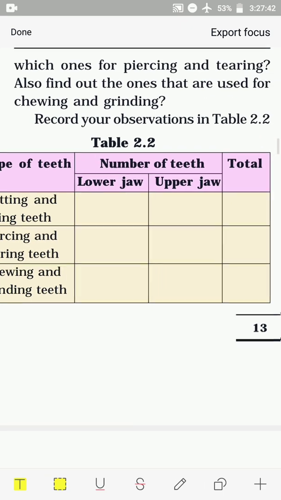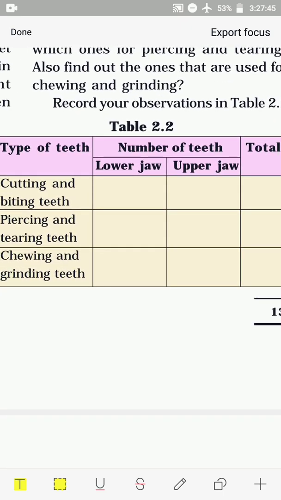So here a table is given. Type of teeth, number of teeth and total. So number of teeth in the lower jaw and the upper jaw. Cutting and biting teeth: incisors help in cutting and biting the food. So in the lower jaw 4, upper jaw also 4. Piercing and tearing teeth, that is canine, which is present 2 in the lower jaw, 2 in the upper jaw. Chewing and grinding teeth, each jaw has 10 in number. So these are the arrangement of teeth in the jaws.